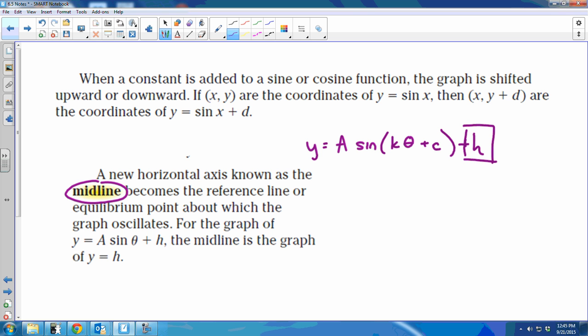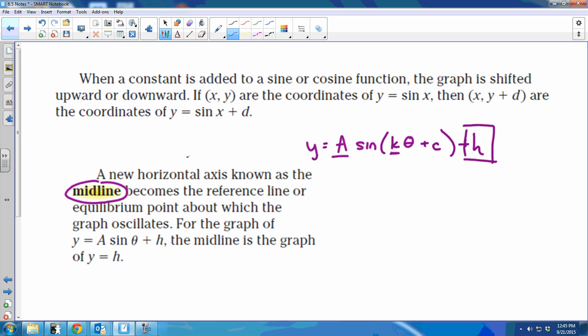Now, we know a bunch of the other stuff too, though. What does a represent in the equation? We just took a quiz about it. The amplitude. What does k help us find? The period, right? We have 2 pi divided by k. So that stuff is still in existence. We haven't talked about c yet.